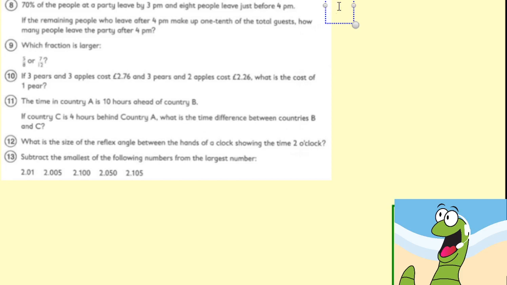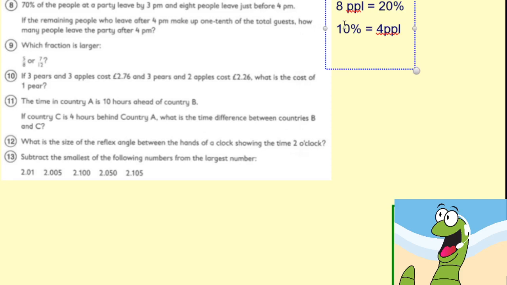Right, so we have question 8. 8 people represents 20%. So 8 people equals 20% of the total guests who leave after 3 and before 4. So that means if those 8 people are 20%, the people that leave before, so 10%, will equal 4 people.